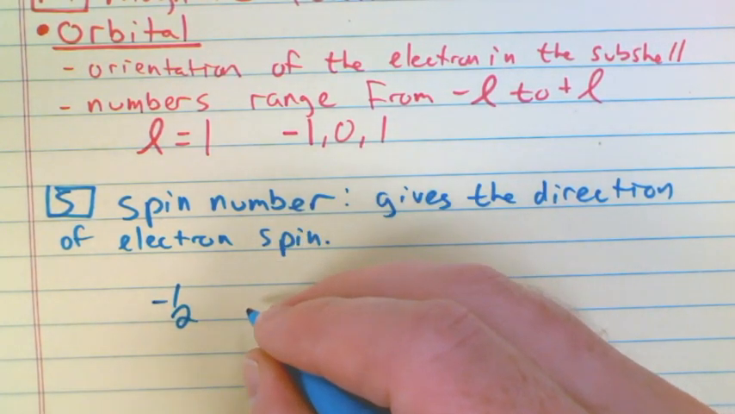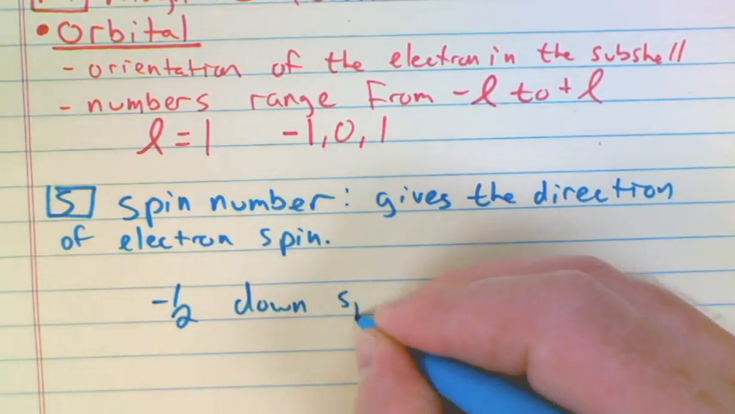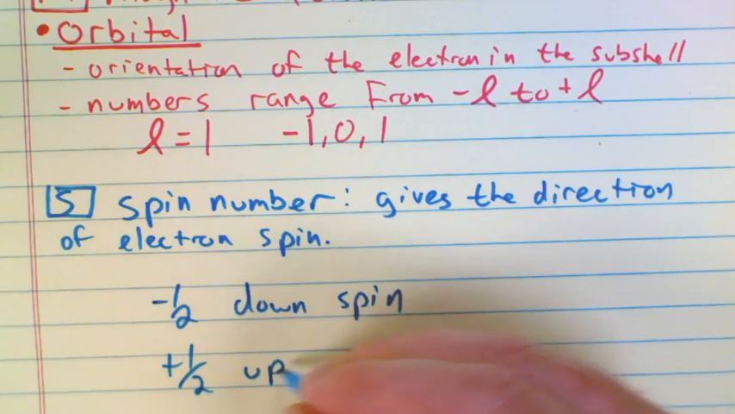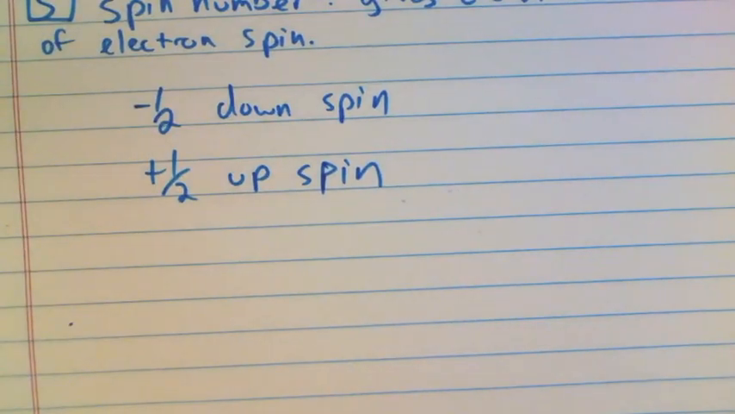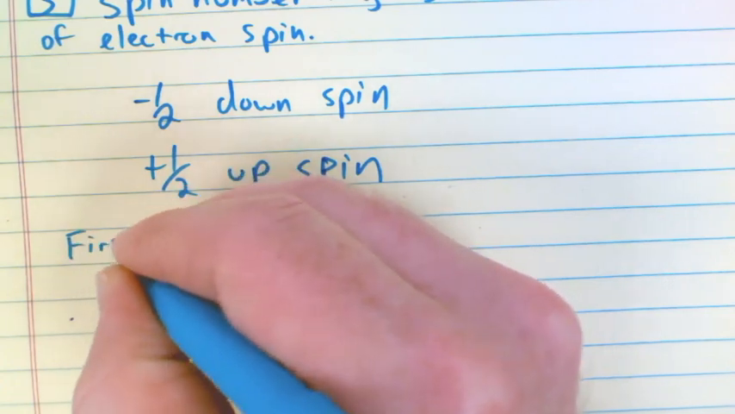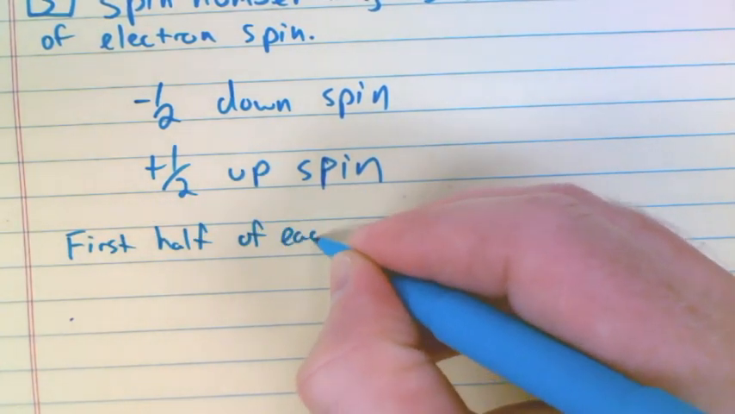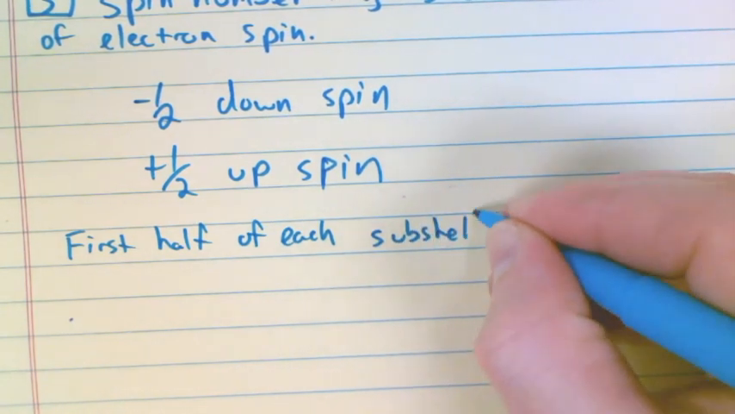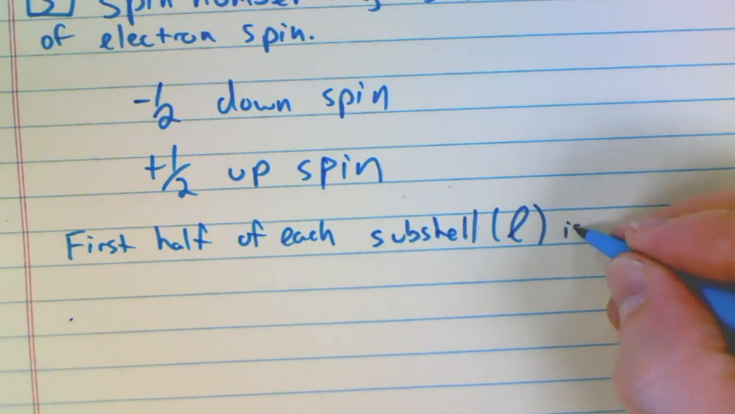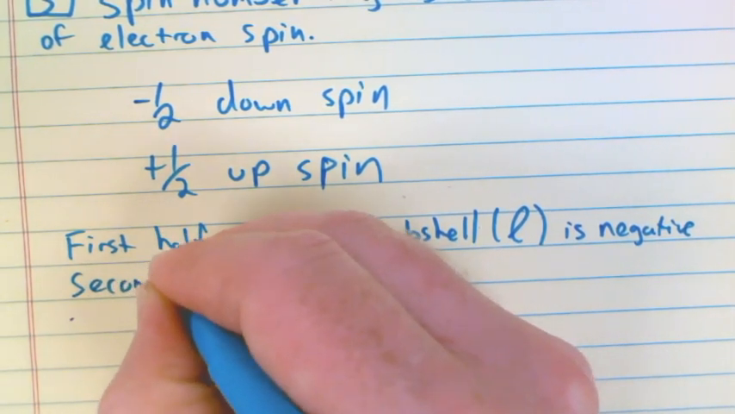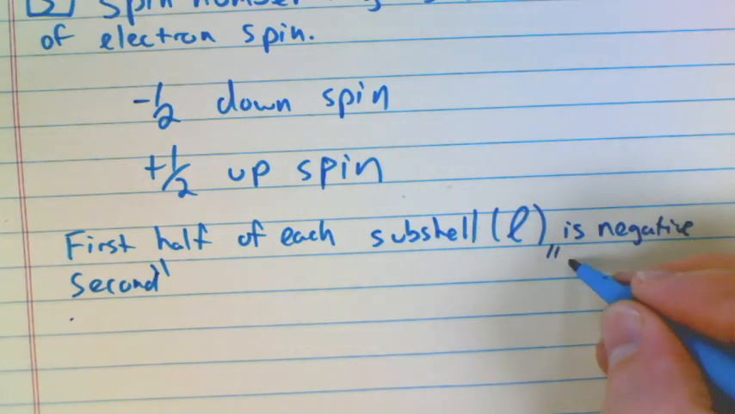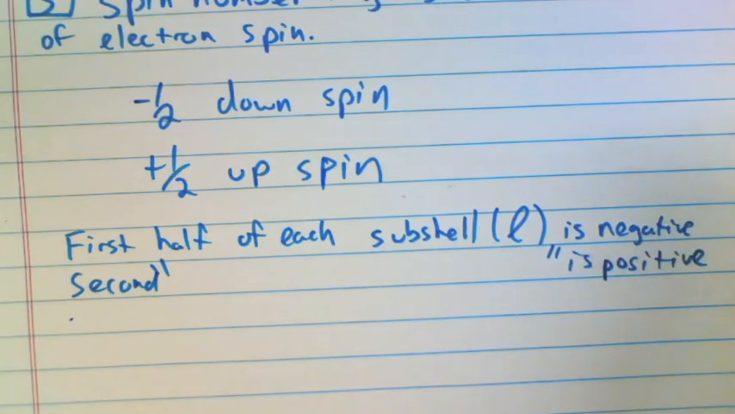So they can either be negative 1/2, which we call downspin, or positive 1/2, which is called upspin. And here's how we assign them. The first half of each subshell, or L value, is negative, and the second half is positive. So the first half of each subshell is negative, and the second is positive. I just put quotes there to kind of speed up my writing process.